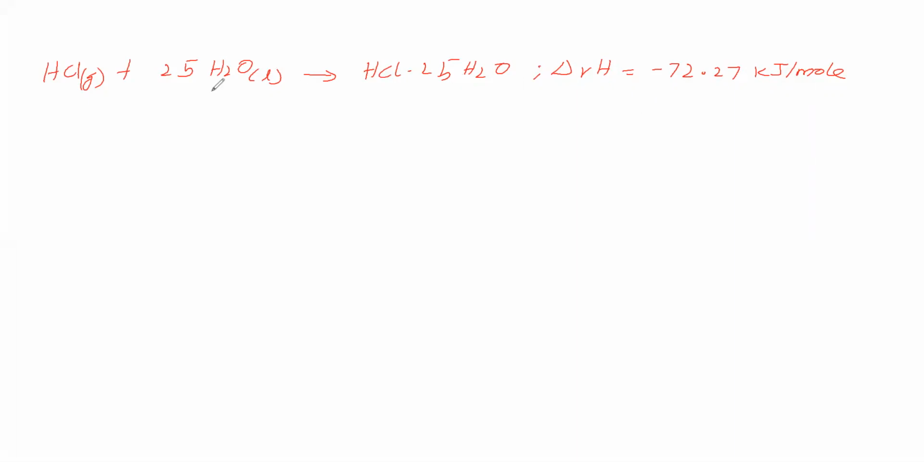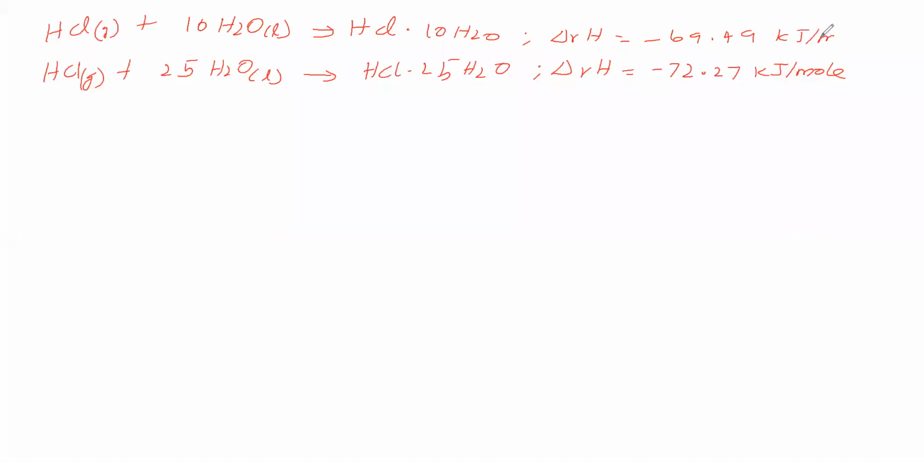Here we have taken 1 mole of HCl gas, as in the previous case. In the previous case also 1 mole of HCl gas. Now 25 moles of water; in the previous case 10 moles of water. We are getting the solution. The enthalpy of solution in this reaction is minus 69.49 kilojoule per mole. Okay. So the enthalpy of solution here and here, you see the value is different.